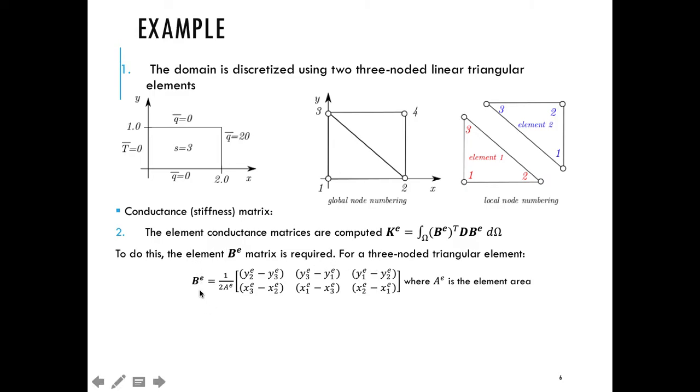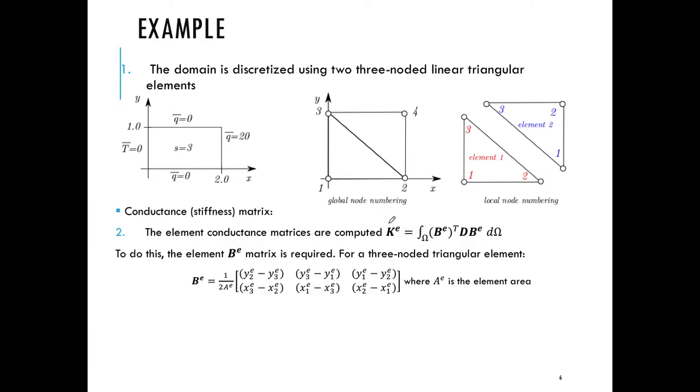Clearly the B matrix, as we had discussed last time, for a linear triangular element is a constant. And what the values of the individual terms inside that constant are is just in terms of the area of the element and the nodal positions of the element. Knowing all of this, the nodal positions are clearly known from the geometry, so we can substitute all those values in here to find what the B matrix is. We'll come to this in a second. Let me first go back again to the conductance matrix.